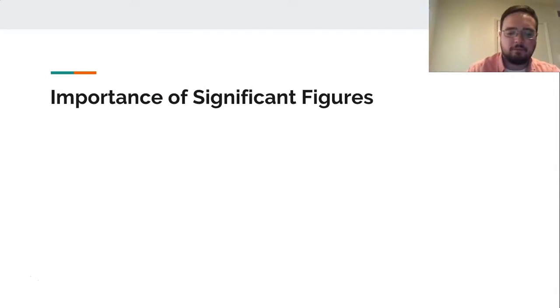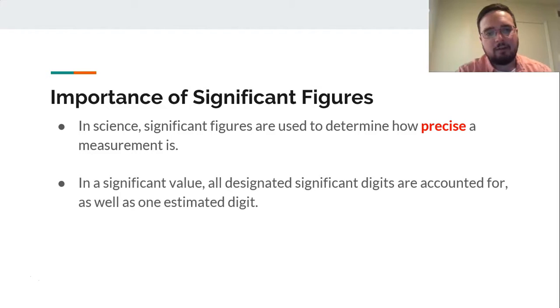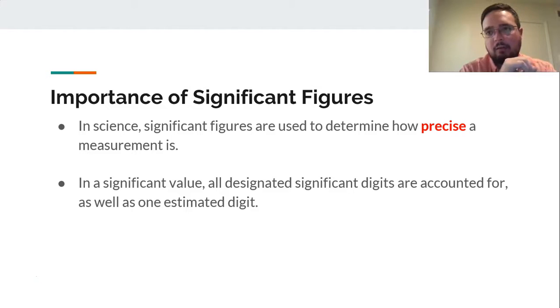So the importance of significant figures. In the scientific community, significant figures are used to determine how precise a measurement is. These significant figures are determined by the data or the experiment that a scientist does, and we use that to help validate our conclusions or hypotheses. In a significant value, all designated significant digits are accounted for, as well as one estimated digit. So there are some digits that will not change, that are determined by the parameters of the experiment, and then there's typically one at the very end that helps determine a rounding significance to our data. We'll dive further into that later on in this video.